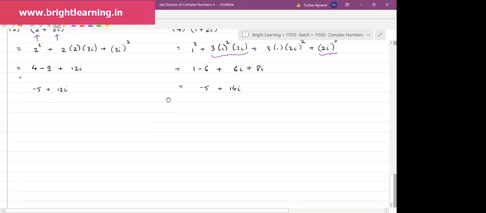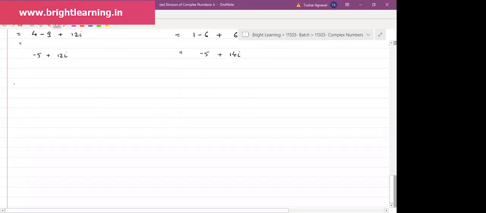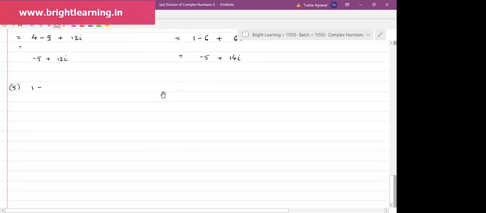One last sum on these identities, and then we will move on to some complex questions, complicated questions. 1 minus 3i complete cube. Quickly answer.